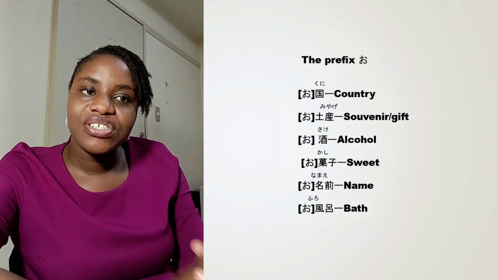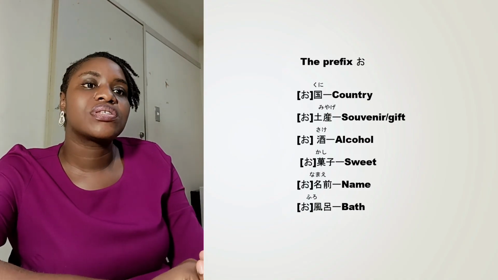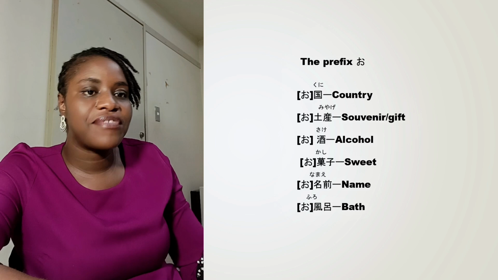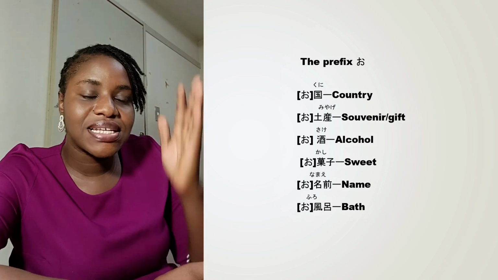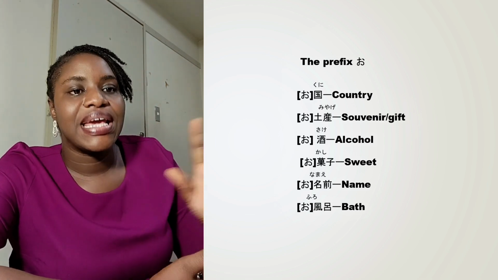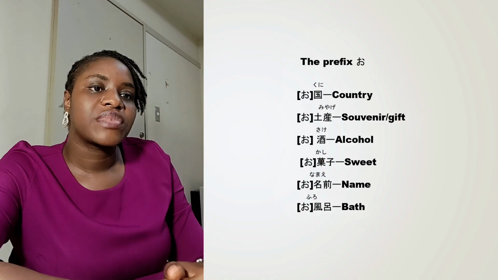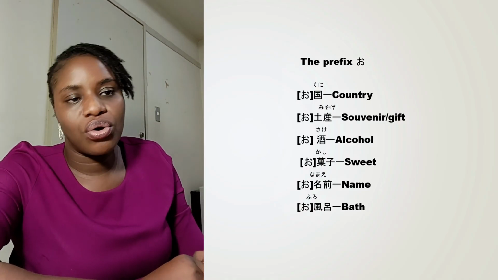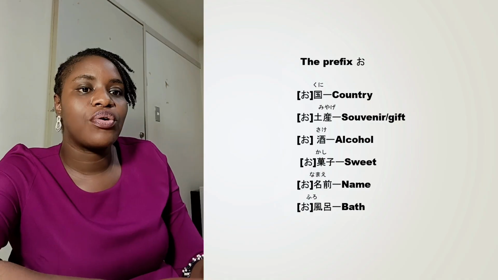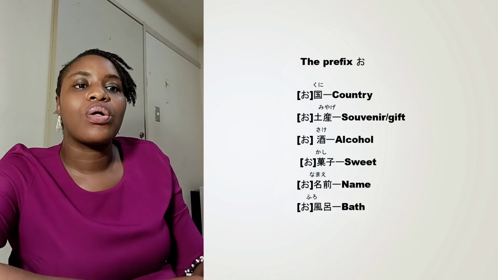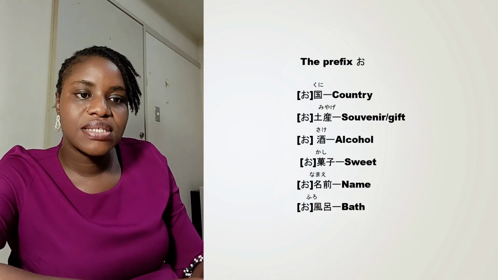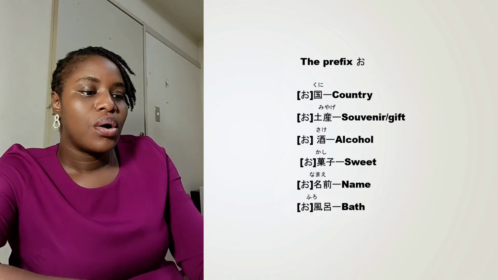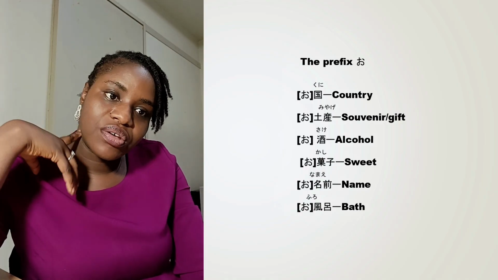Then this is a repetition. We did it in the last lesson. It's how you add o as a prefix, and whatever you're talking about becomes very polite. They can stand on their own, but when you add o, it adds a nuance of politeness. So okuni, country; omiyage, souvenir or gift; osake, alcohol; okashi, sweets; onamae, name; ofuro, bath.